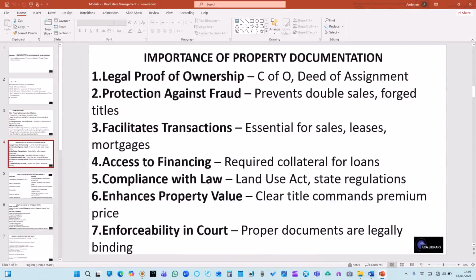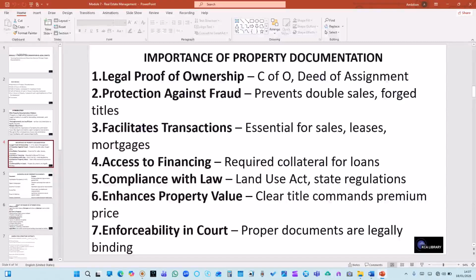1. It serves as a legal proof of ownership. Examples are the C of O, that is certificate of occupancy, and the deed of assignment. So property documentation gives the owner the right as a proof of legitimate ownership of the property. Number 2, protection against fraud. It prevents double sales as well as forged titles.